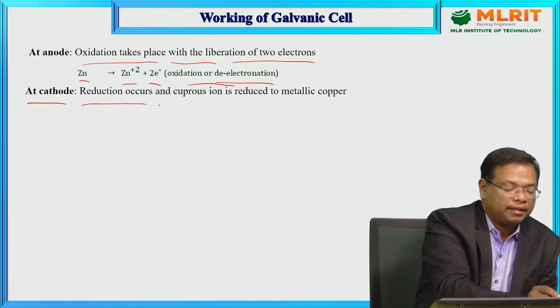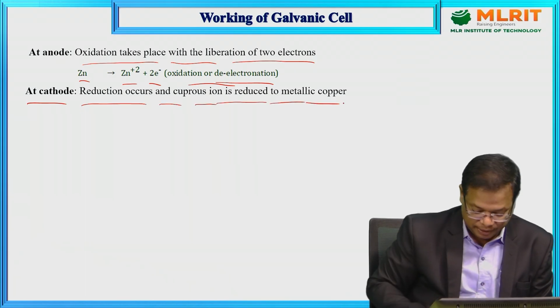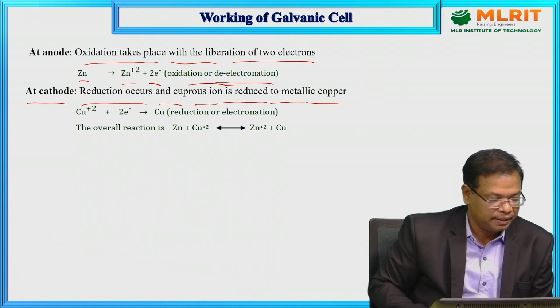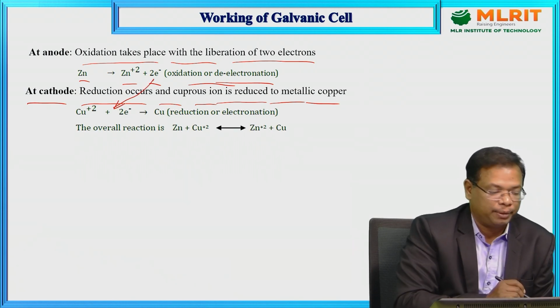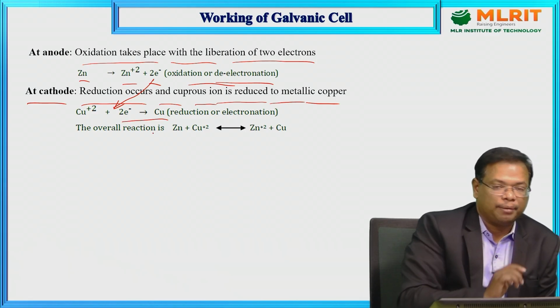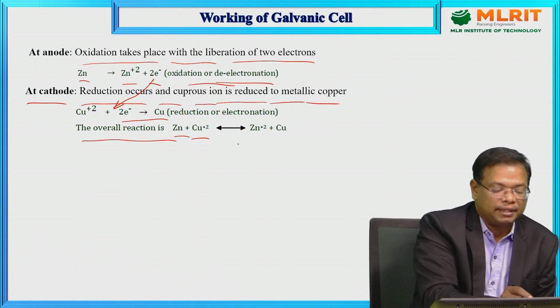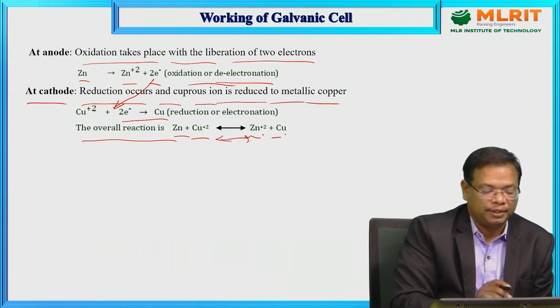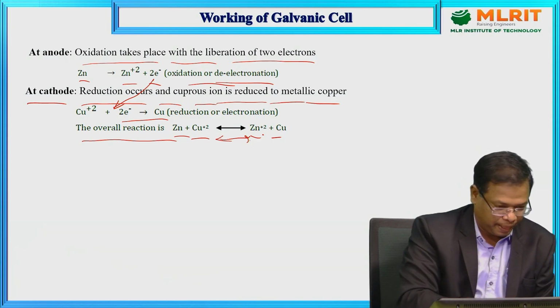At the cathode, reduction occurs and the Cu2+ ion is reduced to metallic copper. So Cu2+ can take 2 electrons. These 2 electrons are taken by Cu2+ ions, and it will finally become copper metal. The overall reaction is Zn plus Cu2+ reversibly giving Zn2+ plus Cu. So this is a to-and-fro reaction.